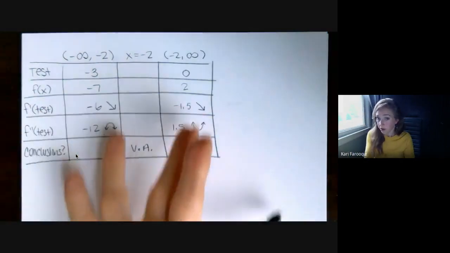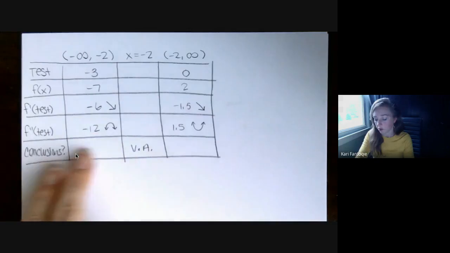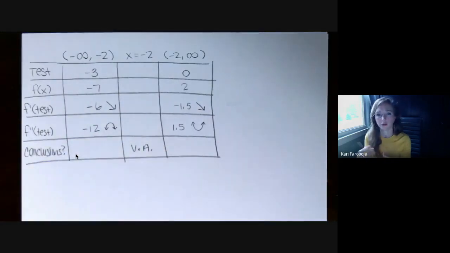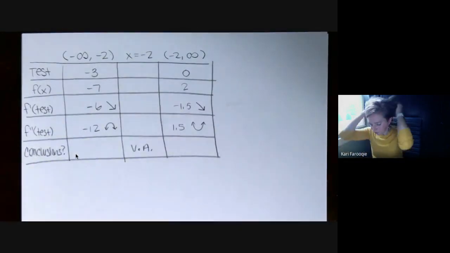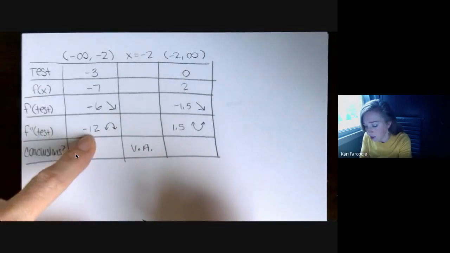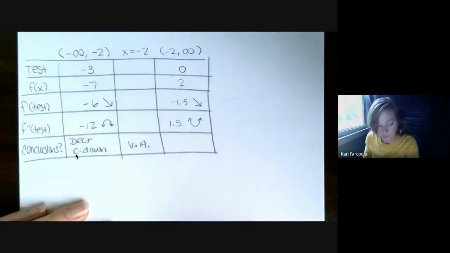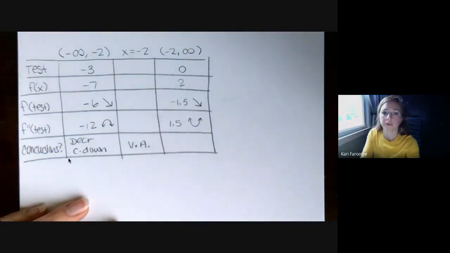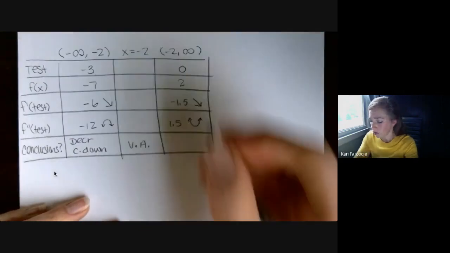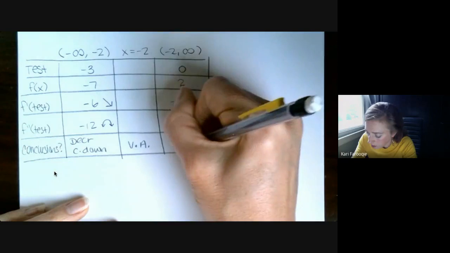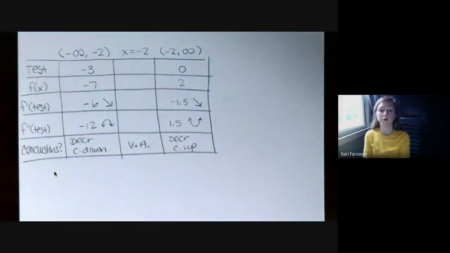You don't have to make these conclusions in your chart. As long as they're on the bottom row, that's all I care about. I kind of just like to combine everything all over the place so you can see it in multiple places. Okay, so our conclusion is that on the interval from -infinity to -2, our function is decreasing, concave down. And then on the interval from -2 to infinity, our function is decreasing, concave up. So when we graph this, we need to match that behavior.